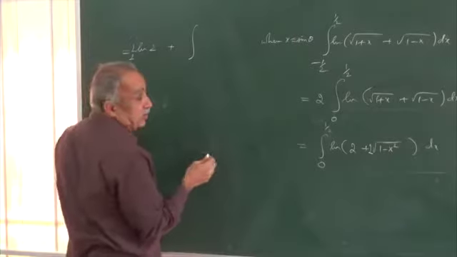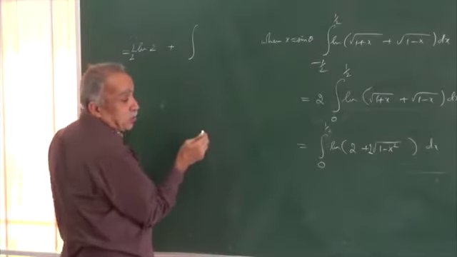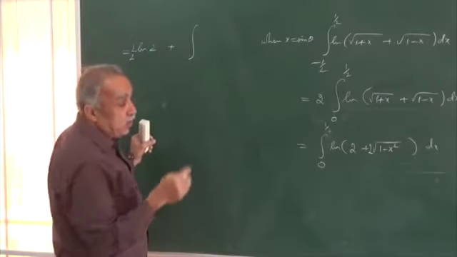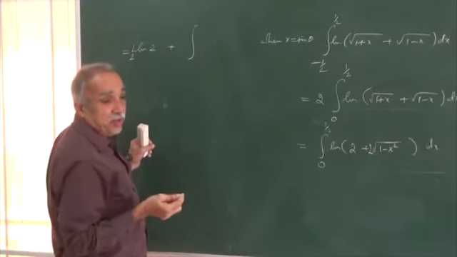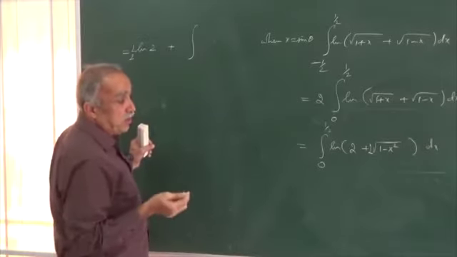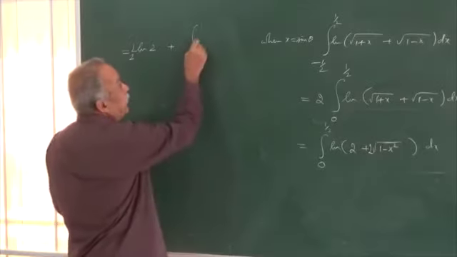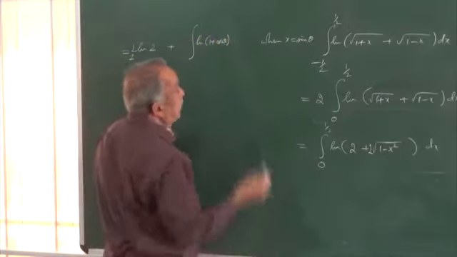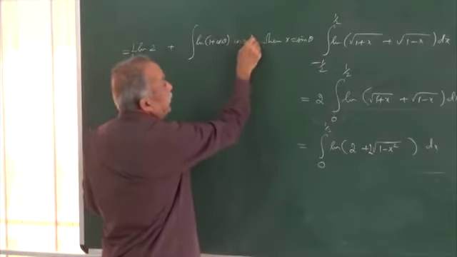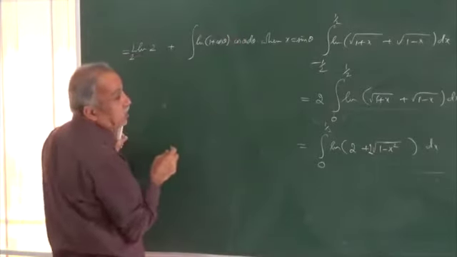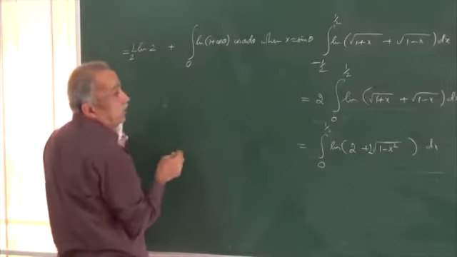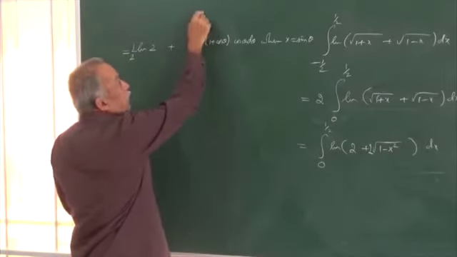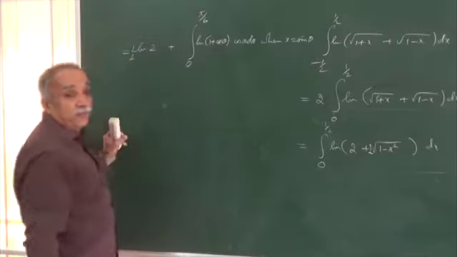When the substitution is applied, 1 plus root 1 minus x square becomes 1 plus root 1 minus sin square theta. 1 plus root cos square theta is 1 plus cos theta. Log of 1 plus cos theta into dx. dx is cos theta d theta. New limits of integration. When x equal to 0, theta is 0. When x equal to half, theta is pi by 6.